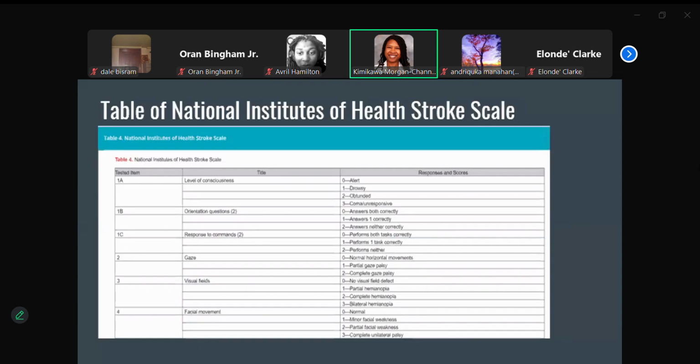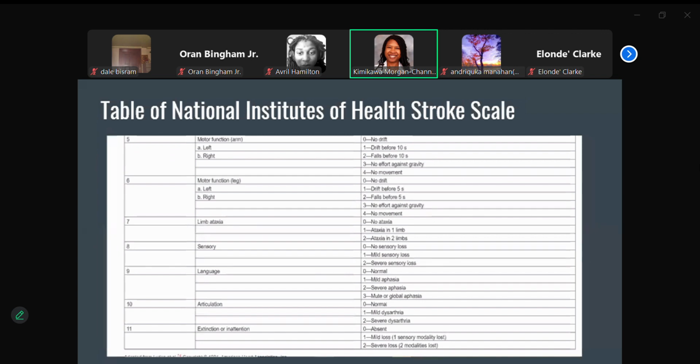All right, and then you're going to do the NIH Stroke Scale score. Why is that? Because that's going to be your universal language with anybody talking about stroke. How bad is the deficit? The National Institutes of Health Stroke Scale is what we use, and it has 11 parameters: consciousness, orientation, response to commands, gaze, visual fields, and facial asymmetry or facial weakness, right? And then motor function of the upper arm and the lower arm, limb ataxia, sensory, language, articulation, and extinction and inattention.